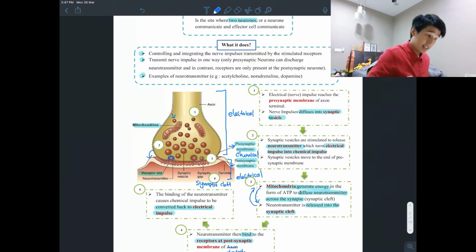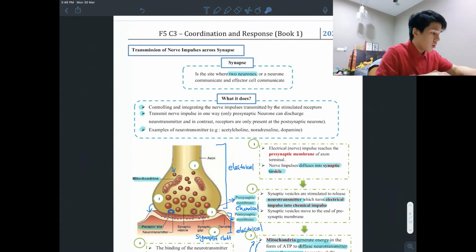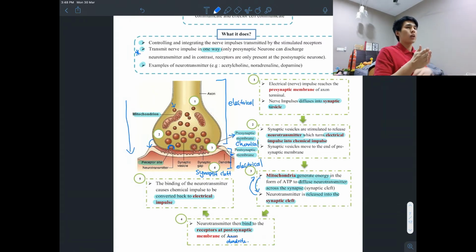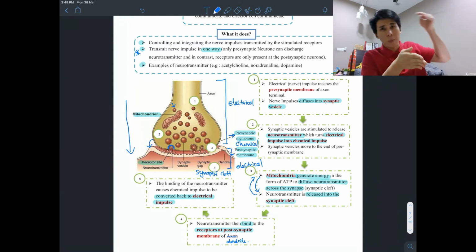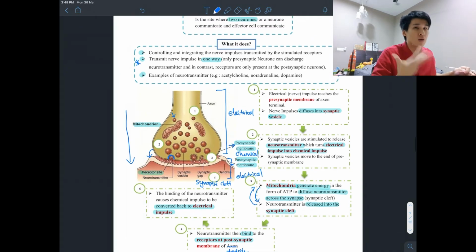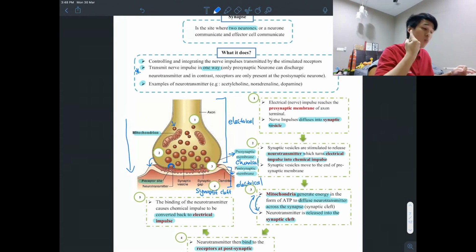Okay, now we look at the top here. The one I need to focus on is the second one. This one is very important. Synapse helps nerve impulse to be transmitted in one way only. It means the impulse can only move from the pre to the post but cannot go back. So questions will always ask why. Why can't it go back? Why only one way?